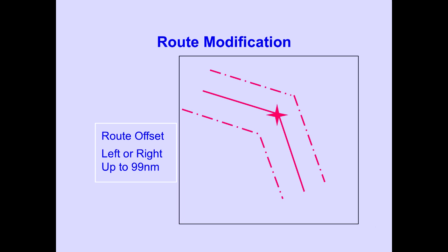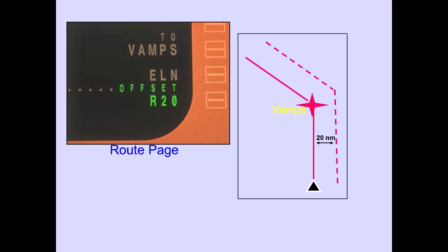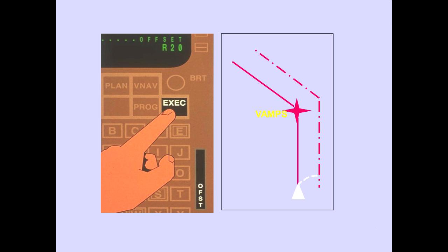Let's discuss another route modification, route offset. A route may be offset left or right up to 99 miles. In this example, a route offset of right 20 is entered on the route page. The execute key executes the route offset.